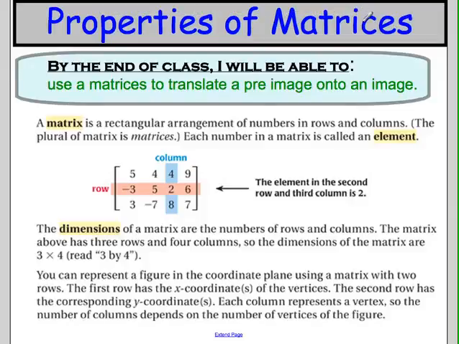All right, today's lesson is going to talk about the properties of matrices. In case you don't know, the plural of the word matrix is matrices. A matrix is a rectangular arrangement of numbers in rows and columns. This is kind of important.